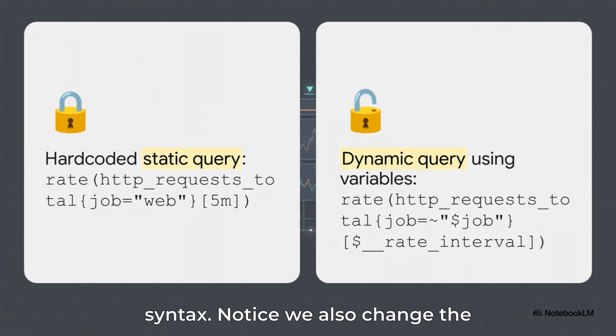Notice we also change the equal sign to equals tilde. That's a regex matcher. It basically tells Prometheus to listen to whatever the user selects in the drop-down menu. Oh, and we also swapped that static 5 minutes for Grafana's built-in rate interval variable, just to give us those perfectly smoothed graphs.